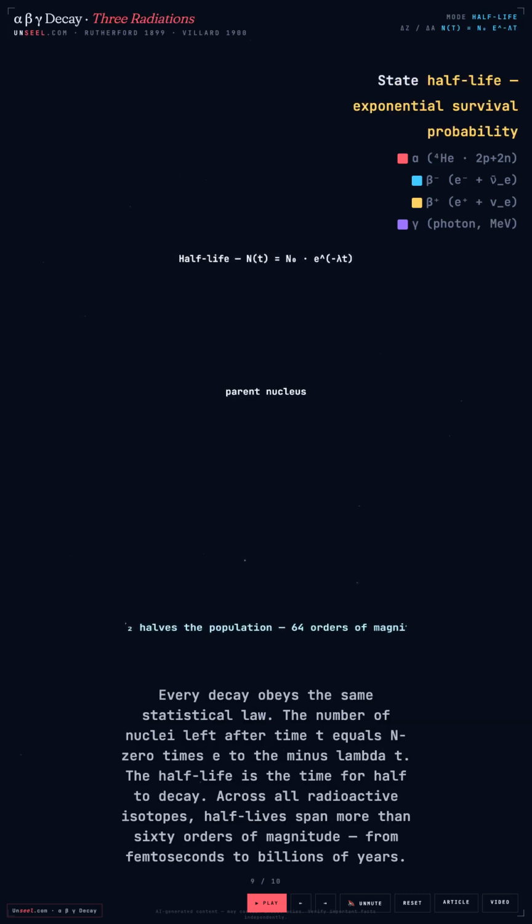Every decay obeys the same statistical law. The number of nuclei left after time t equals N0 times e to the minus lambda t. The half-life is the time for half to decay. Across all radioactive isotopes, half-lives span more than 60 orders of magnitude, from femtoseconds to billions of years.